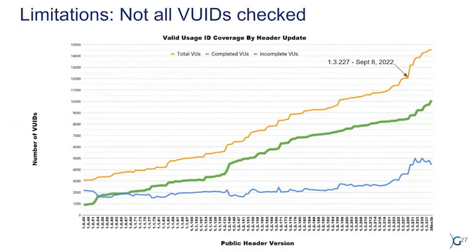So this is the history of valid usage for all of Vulkan, or pretty close to all of Vulkan. The yellow line is the total number of VUIDs in the spec. The green line is what is implemented in validation, and the blue line is the gap. Since the beginning of September, we've added more VUIDs to the spec than were in Vulkan 1.0 when they first started doing VUIDs, which was, I think, shortly after 1.0. So 3,000 plus VUIDs in the last 5 months.